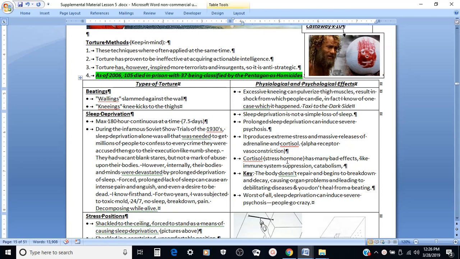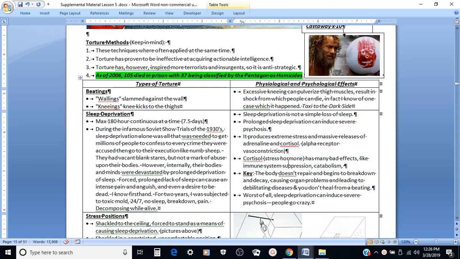And cortisol itself has many bad effects. Cortisol and adrenaline work symbiotically in a positive feedback loop. Adrenaline causes the release of cortisol. Cortisol causes the increased synthesis and increased release of adrenaline, right? Cortisol is a stress hormone that has many bad effects, like immune system suppression. They're both catabolic, breaking down your body.